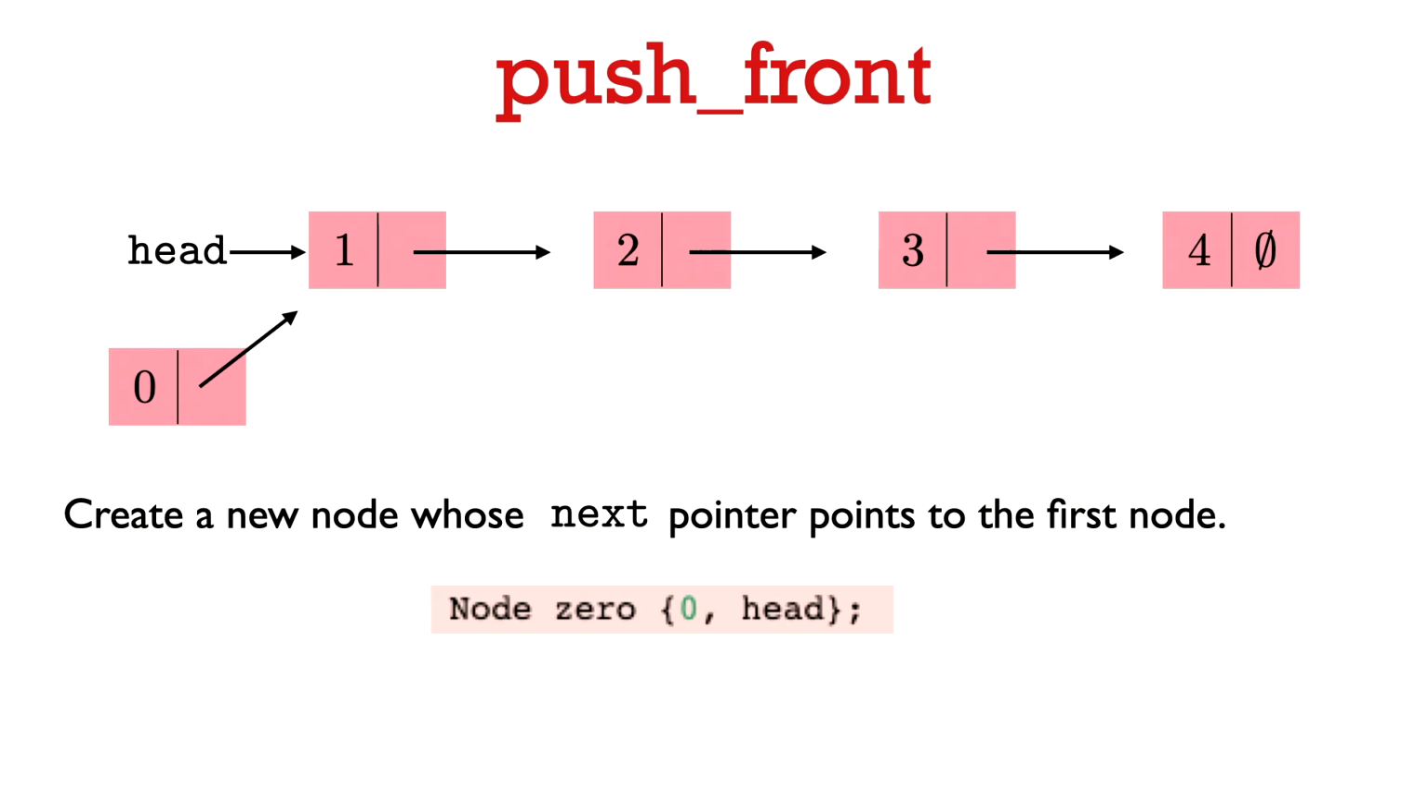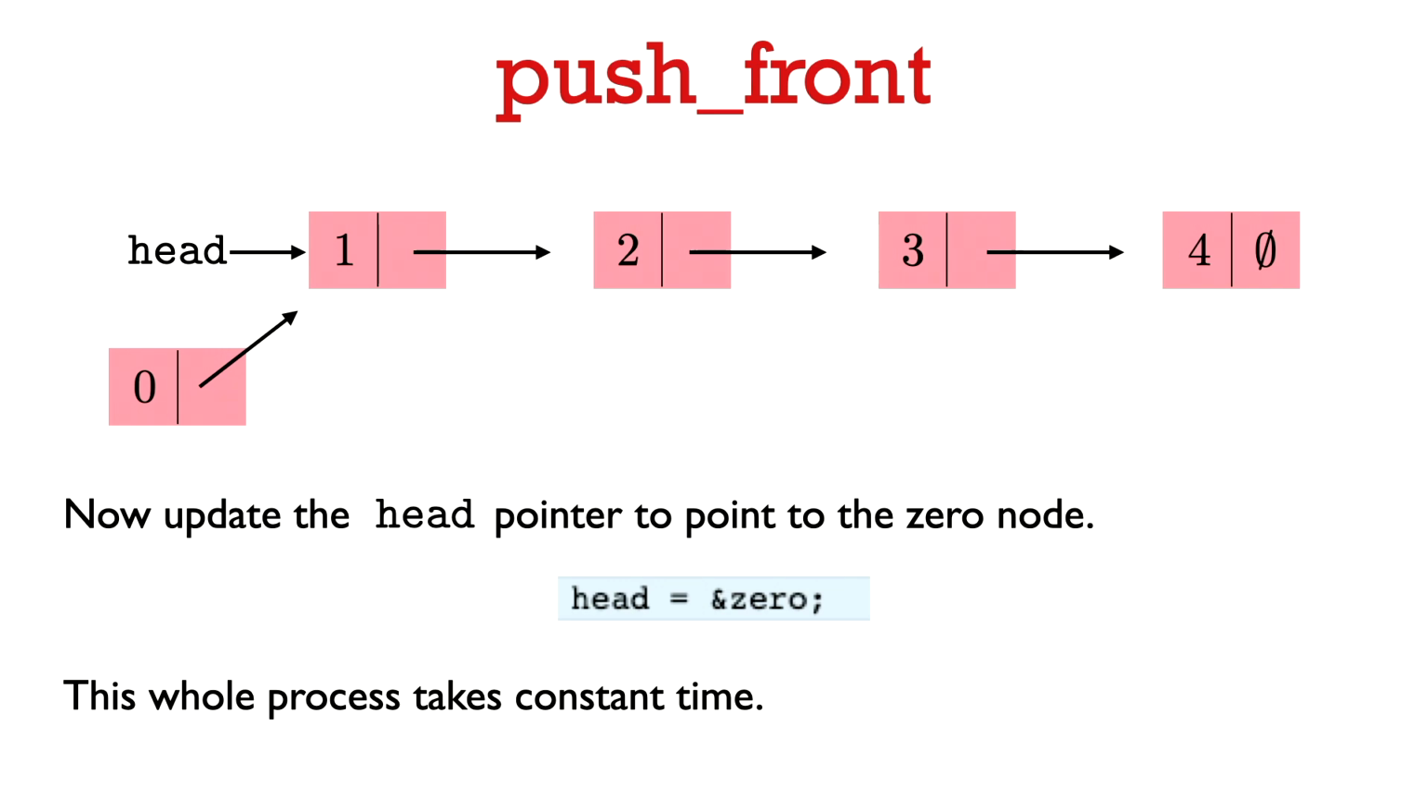So there's just one more thing that we have to do to finish push front. So what is that? Well, we just have to update the head pointer. So now we set the head to point to this 0 node. So we just said head is equal to the address of 0. So you see that this whole process just takes constant time, right? We just have to update a couple pointers, and that's it. So push front is a constant time operation here. Yes, there's the update. We've updated the head pointer, and now we have a proper linked list.